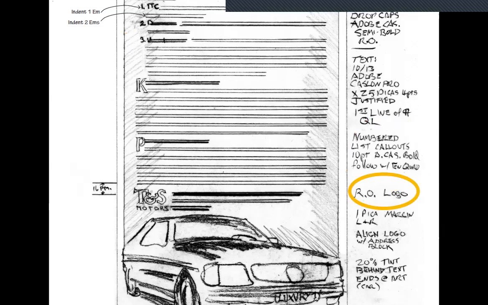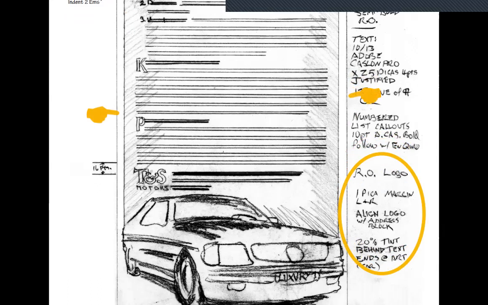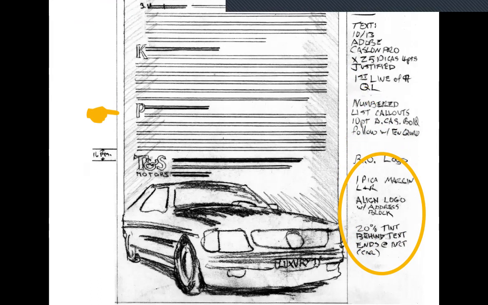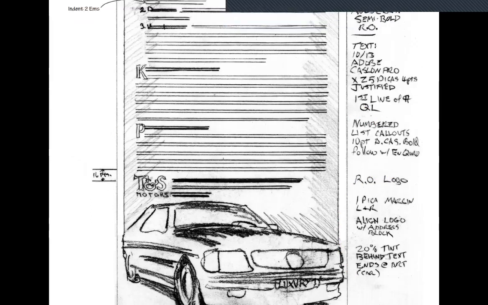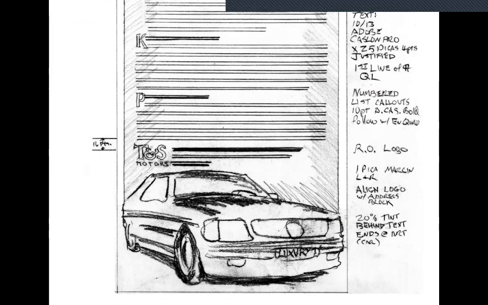Reverse out the logo. There's a 1 pica margin left and right, 1 pica at the top also. The bottom we don't care about. I'd say, yeah, there should be a 1 pica margin. We don't need to run the car right to the bottom. You don't want your car running into things.